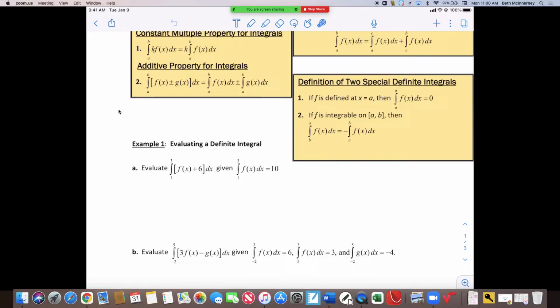So let's take a look at example 1. I want to evaluate the integral from 1 to 3 of f of x plus 6 dx, and I'm given the integral from 1 to 3 of f of x dx is 10. So I'm going to use properties here. And we're given the integral from 1 to 3 of f of x dx is 10.